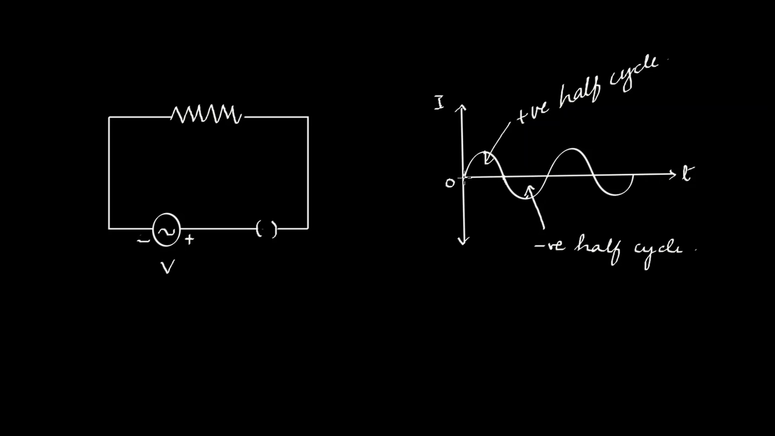So you see here the current in the positive half cycle is, let's say, in this direction. Let's say initially this is plus and this is minus.